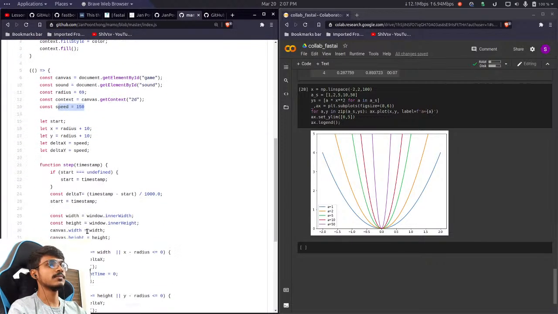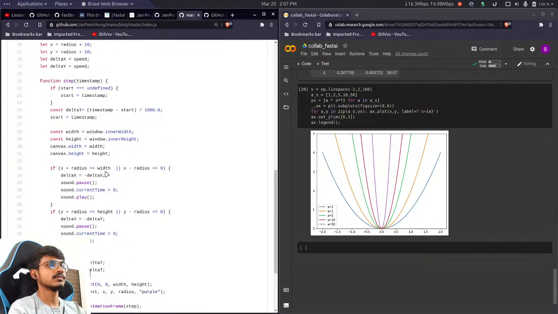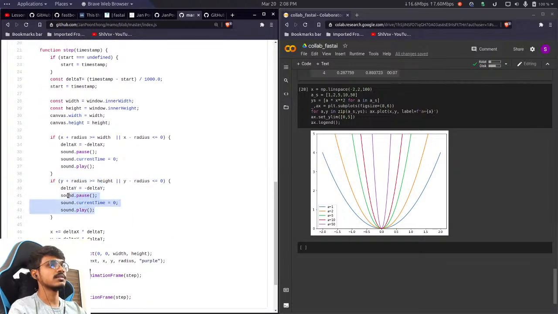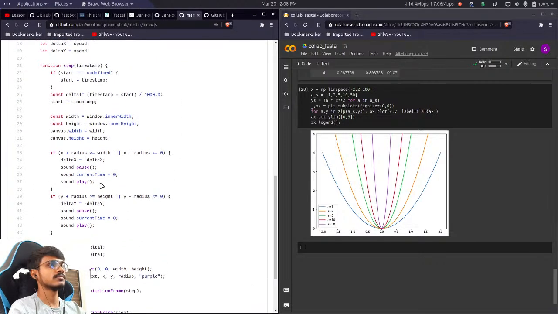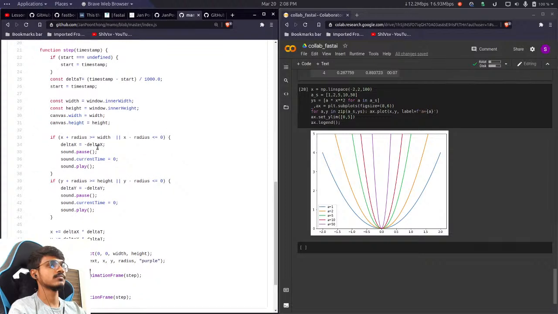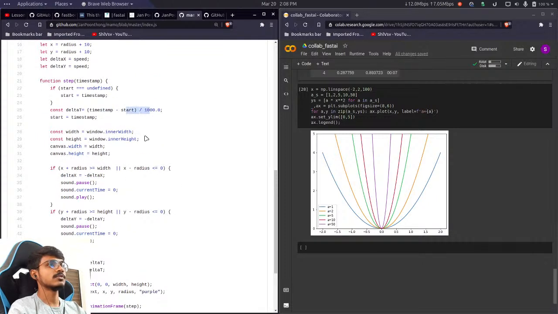Speed, radius, step, delta. If x plus radius is greater than width and x minus radius... So I guess this is basically when it hits this part, and this must be when it hits this part, right? And then try to play. What does this line of code do? Delta x is equal to minus delta x times time first.